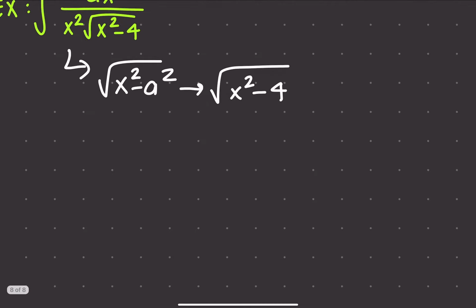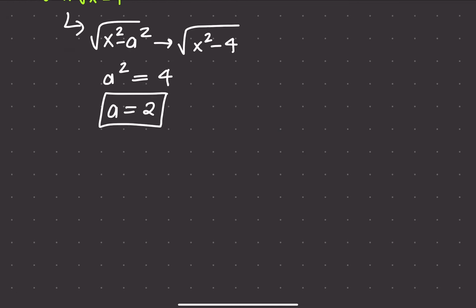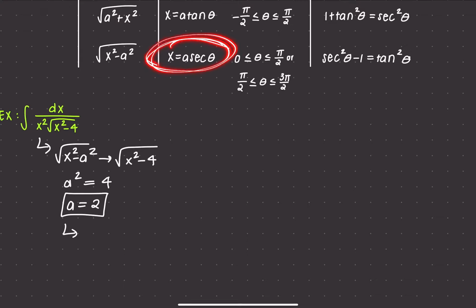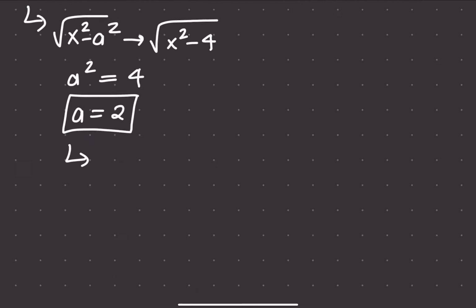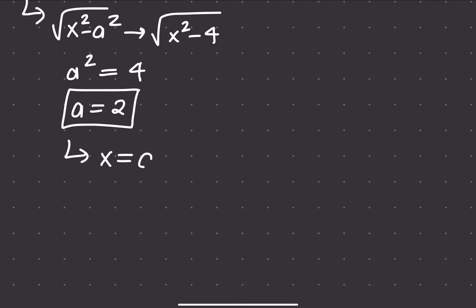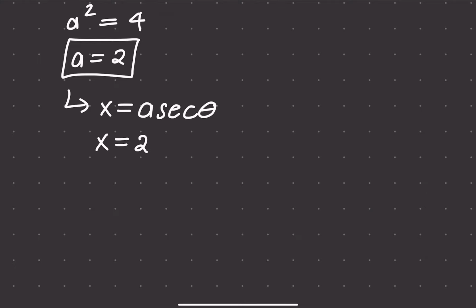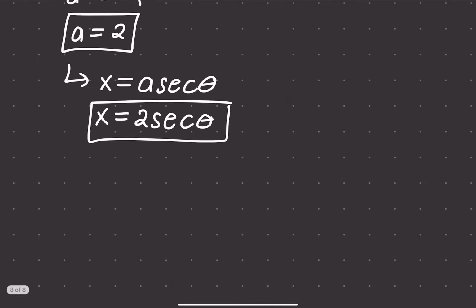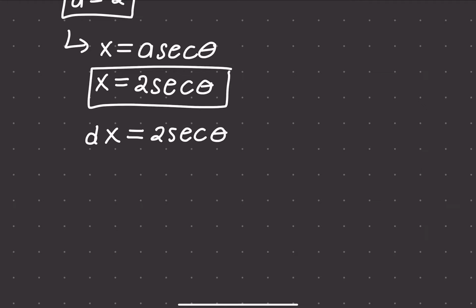We can quickly see that our a squared is equal to 4, meaning that a is equal to 2. After identifying this, we want to assign what our substitution value is going to be. In this case, it says x is going to equal a secant theta. Since we already know the value of a, we can substitute it in, giving us x equals 2 secant theta. The next thing we want to do is solve for dx. dx will be 2 secant theta times tan theta.